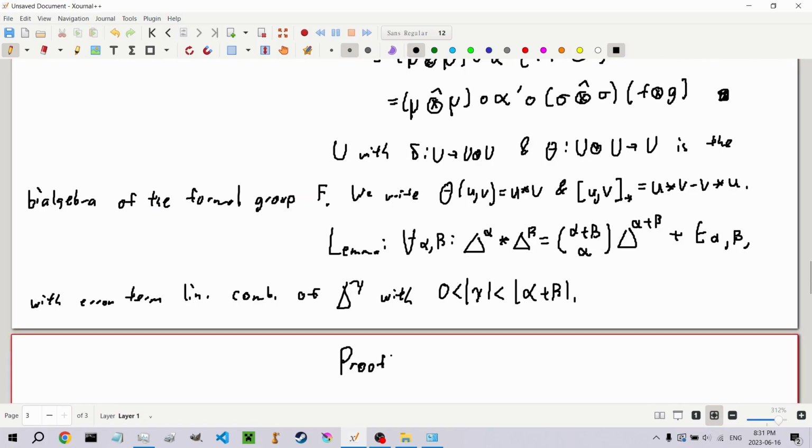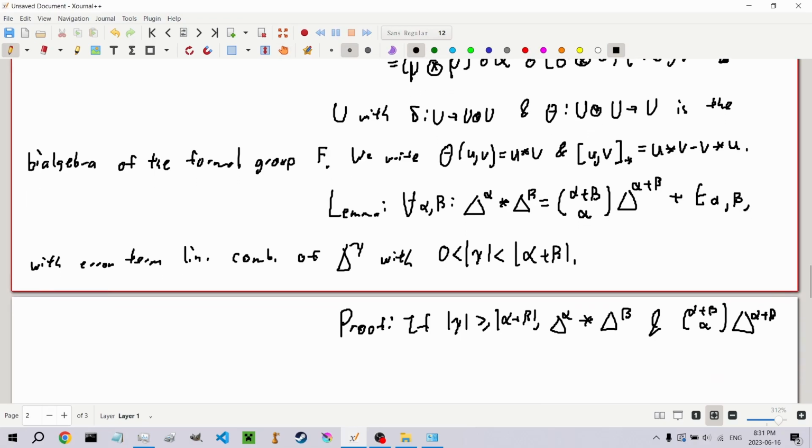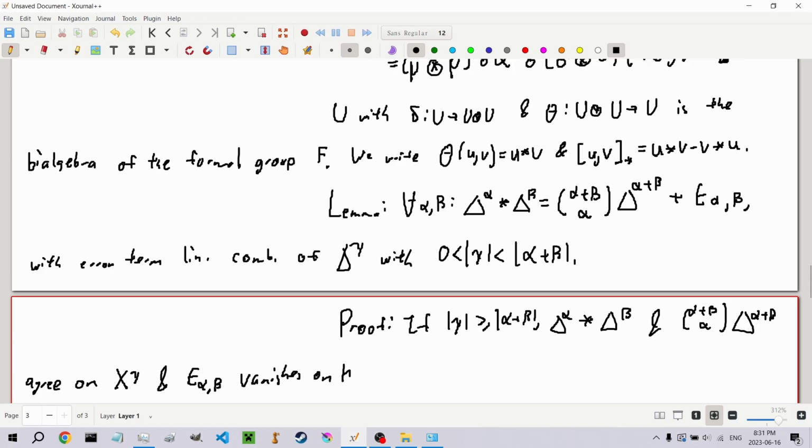Alright, so we now need, if gamma is greater than or equal to alpha plus beta, then delta alpha star delta beta, and alpha plus beta choose alpha on theta to the alpha plus beta, agree on x to the gamma, and e sub alpha beta is going to vanish on k.